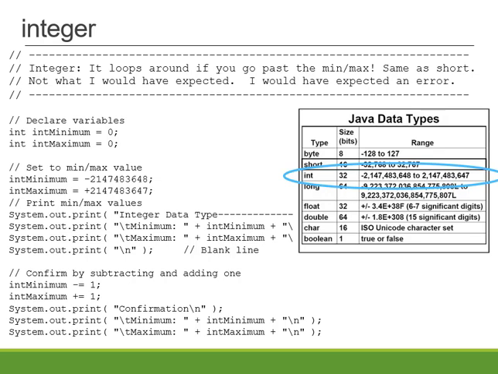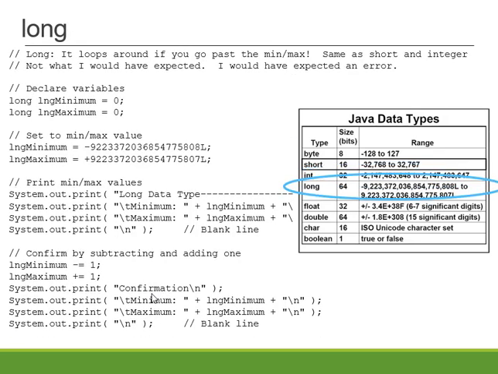Now let's move on to integer. And we're going to see what happens when we loop around past the minimum and maximum. This looks just like the short, except we are using different variable names and we are setting different minimum and maximums based on what we have here in our range. We're going to do the same thing, print the minimum, maximum, and then we are going to do the confirmation by adding and subtracting 1.